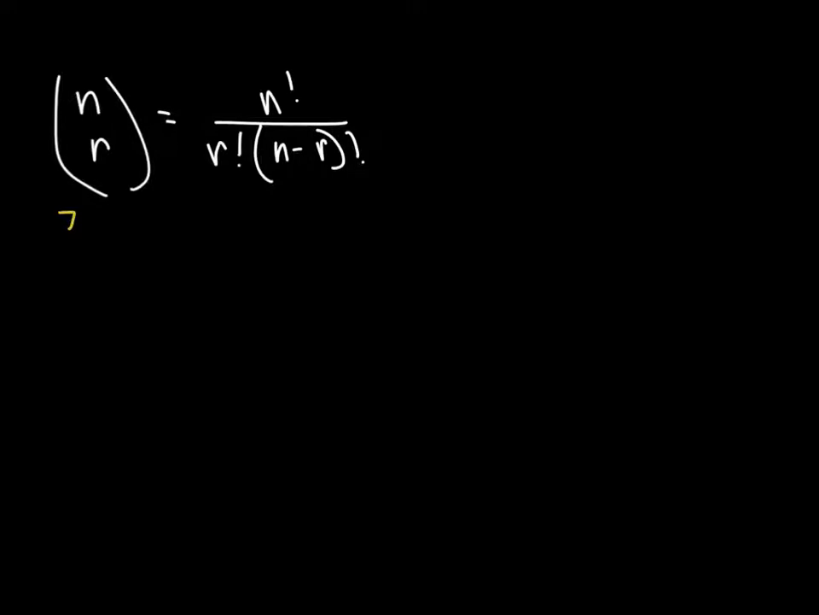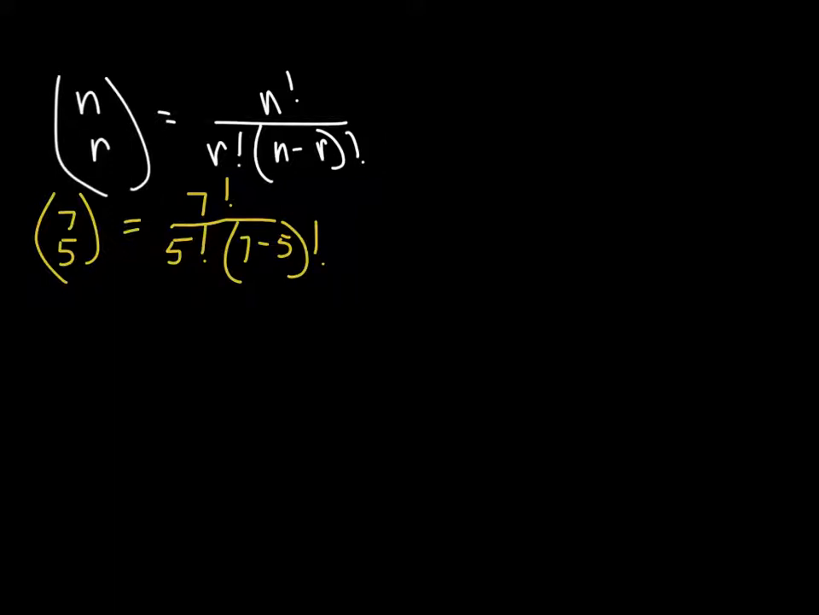Oops, gosh, I keep making it into a fraction. Okay, so they want us to find the binomial coefficient. If we use this formula that we have right there, we're going to take n, which is the top number, factorial, over r factorial times n minus r factorial. So what this looks like then is 7 factorial over 5 factorial times 7 minus 5, which is 2 factorial.